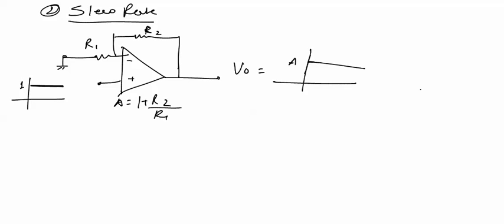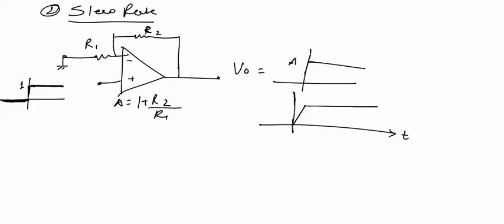But a practical operational amplifier has some restrictions over fast changes in the input signal. Here we can say that the input is 0 for t less than 0, and at t equal to 0 there is a sudden step in the input. This sudden rise cannot be reflected as it is at the output of the op-amp. The output looks like this, which means output cannot change suddenly if there is a sudden change in the input.